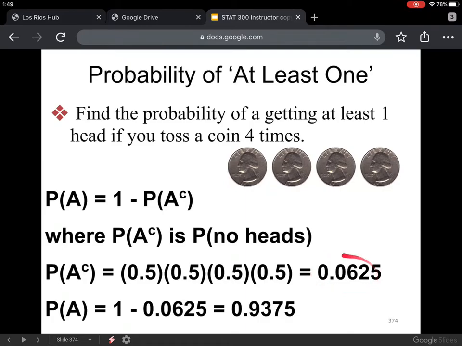Now, since probability of getting no heads is the complement of getting at least 1 head, I can use this formula right here. Probability of A is equal to 1 minus the probability of A complement, and say just subtract 0.0625 from 1, and you get 0.9375. Right? That is the probability of getting 1 or more heads, at least 1 head. And so that can be used to your advantage. Instead of calculating what's the probability of getting 1 head or 2 heads or 3 heads or 4 heads, and adding up all of those probabilities, you can use at least one and none idea where they are complements to find out what that probability is.